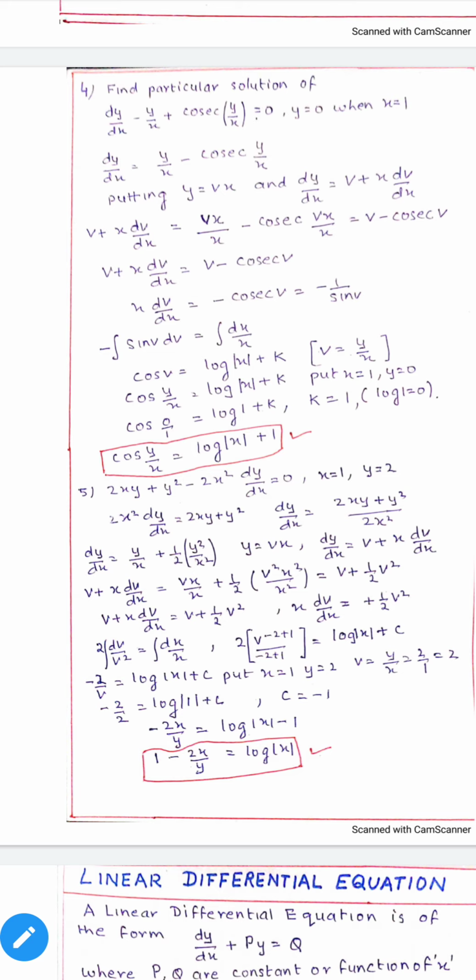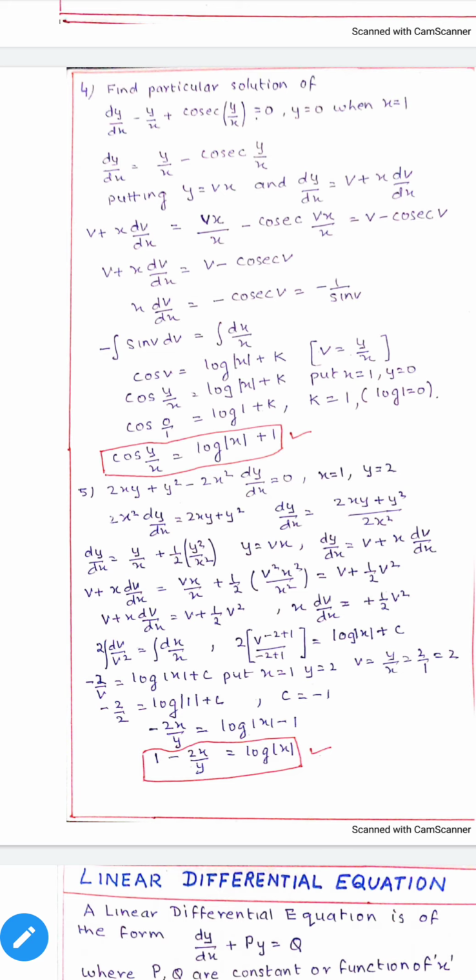Fourth question. Find the particular solution of dy by dx minus y upon x plus cosec y upon x is equal to 0. y is 0 when x is 1. Now dy by dx is equal to y upon x minus cosec y upon x. Putting y is equal to vx and dy by dx is equal to v plus x dv by dx, we get v plus x dv by dx is equal to vx upon x minus cosec v, that is, v minus cosec v.